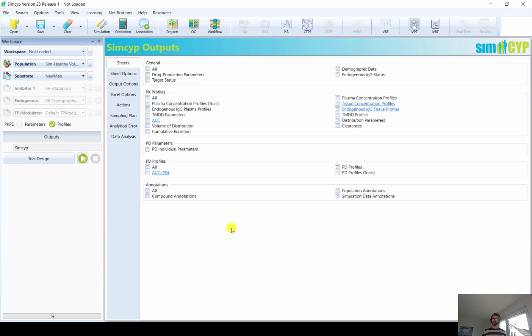One word on the outputs that we're having. They are very similar and familiar for those of you who are familiar with the small molecule simulator. What we have in addition, for the drug-target binding models, is something like target status that defines the abundances of our target and the synthesis rate for each individual. And then we have the TMDD profiles that look at the concentration of the free receptor, the receptor occupancy, and the concentration of the drug-target complex.